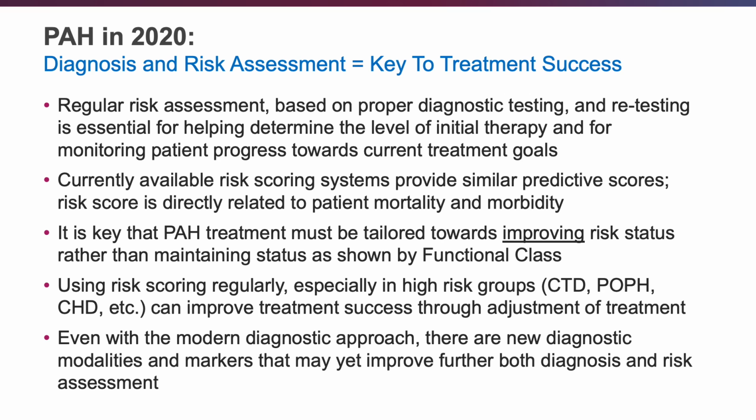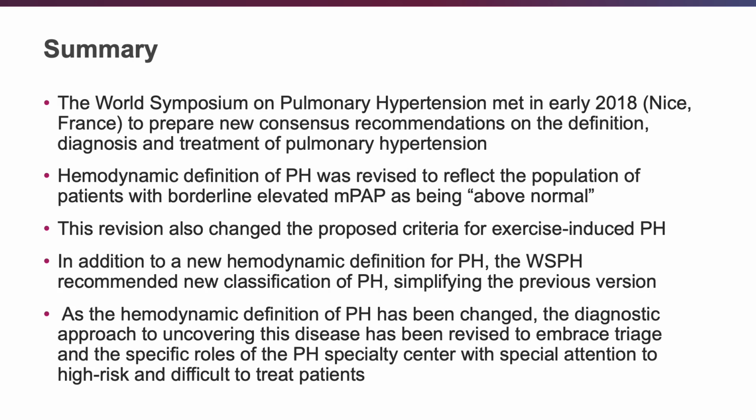And we know that there's new things out there, new diagnostic tools, but we need to develop them and improve them further to be more efficient and effective in our diagnosis. So in summary, the World Symposium met in early 2018 and prepared new consensus recommendations for the definition, diagnosis, and treatment of pulmonary hypertension.